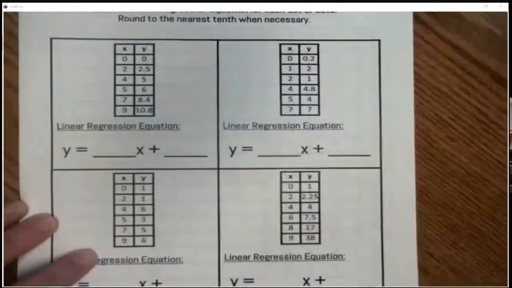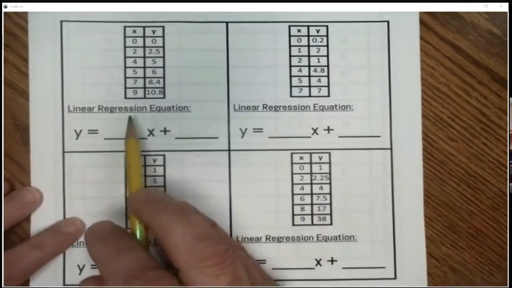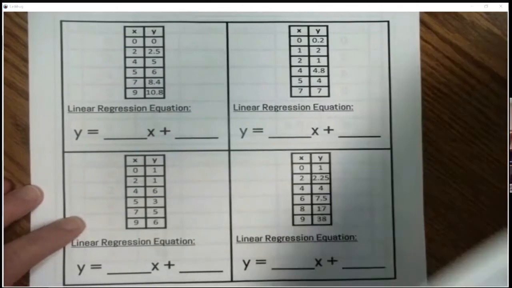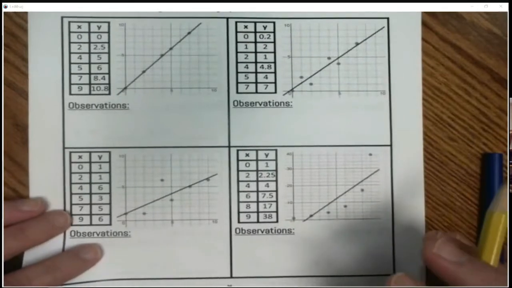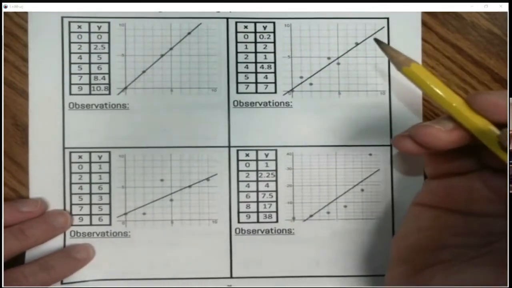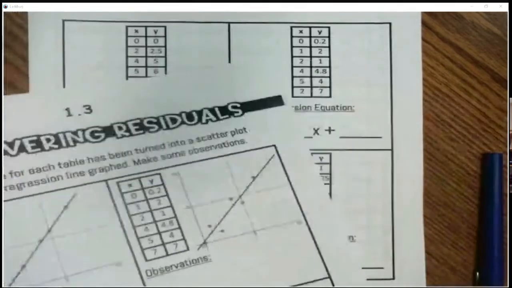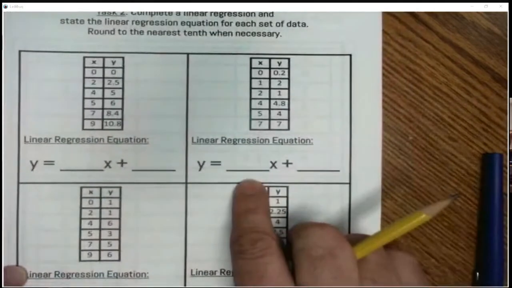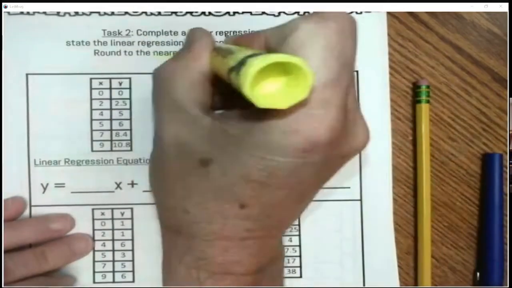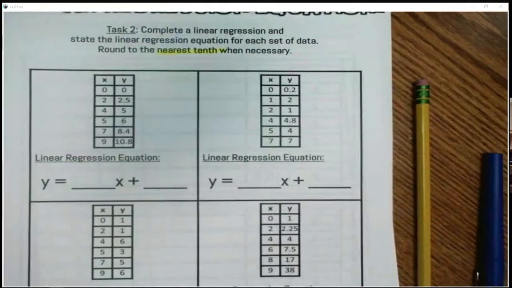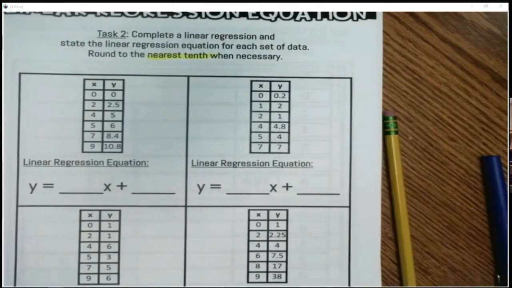But if we look over here, now they want us to take this same data and write a linear regression equation. So let's pick one of these, how about this one? This looks interesting. Let's use this one and make a linear regression equation. They gave us the spaces, and up here we've got to pay attention: nearest 10th.